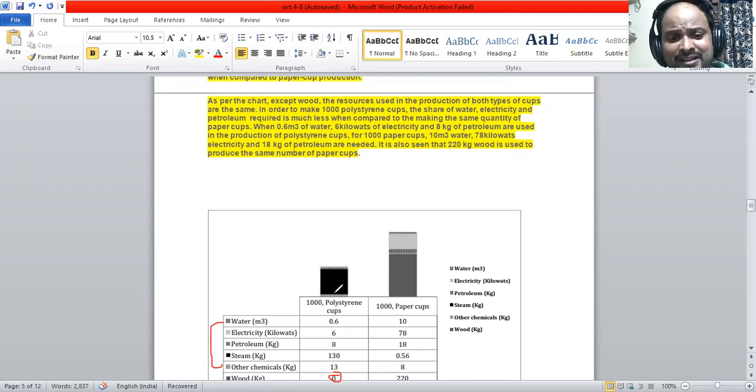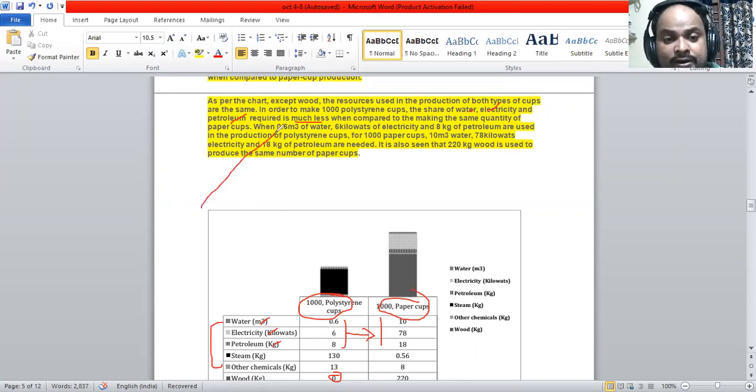In order to make 1,000 polystyrene cups, the share of water, electricity, and petroleum required is much less when compared to the making of the same quantity of paper cups. Water, electricity, and petroleum are much less compared to the resources required to make 1,000 paper cups. We have just said the matter. Now we have to say the figures.